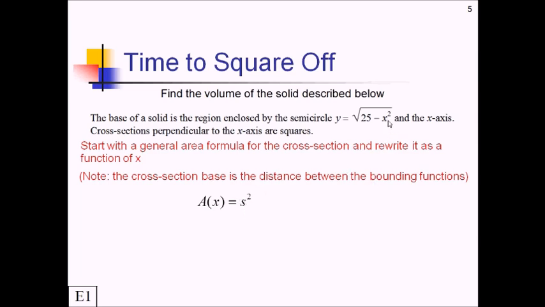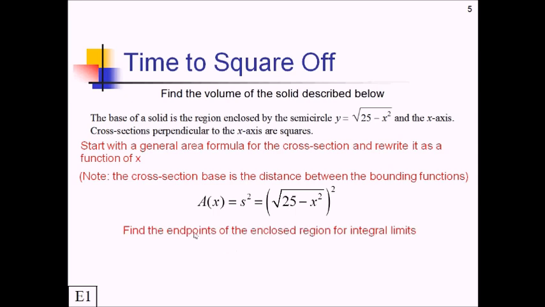So in this case, that would be top function minus bottom function: radical 25 minus x squared minus, well, 0, because it's the x-axis. So we're just going to put the square root of 25 minus x squared for that. And we could get rid of the radical, but we're just going to use the calculator anyway, so no point in doing that. Let's go ahead now and figure out the limits of integration. For that, we're just going to find the endpoints of our enclosed region. That'll give us our integral limits.